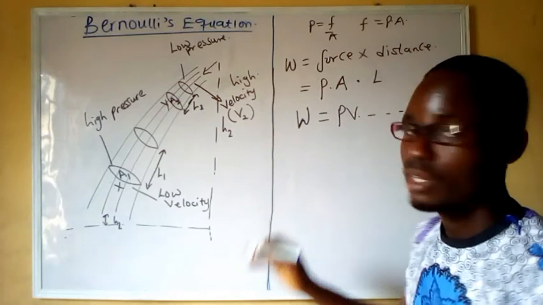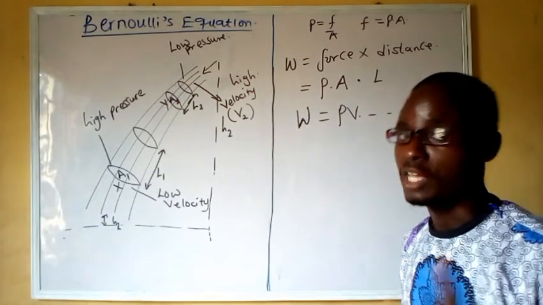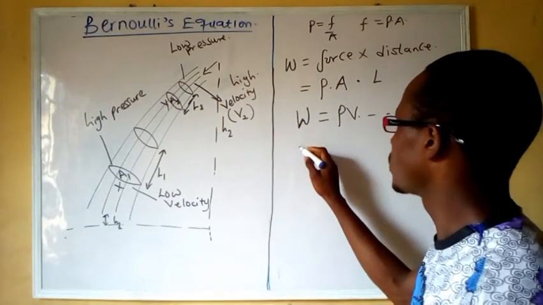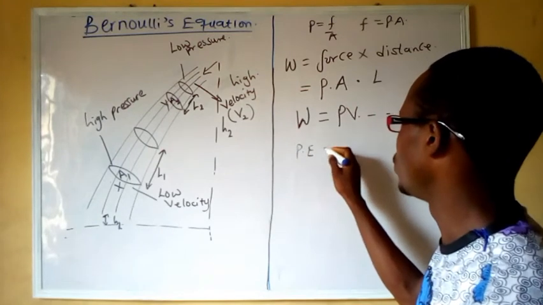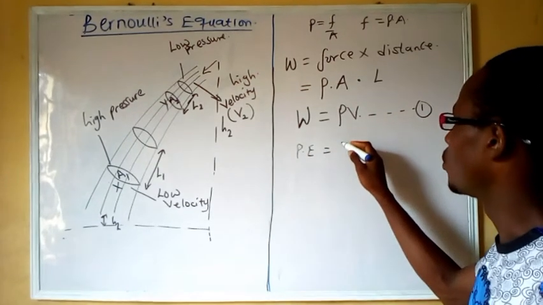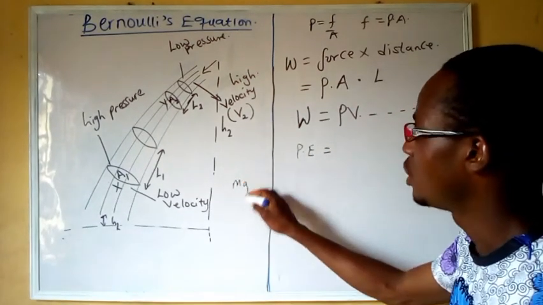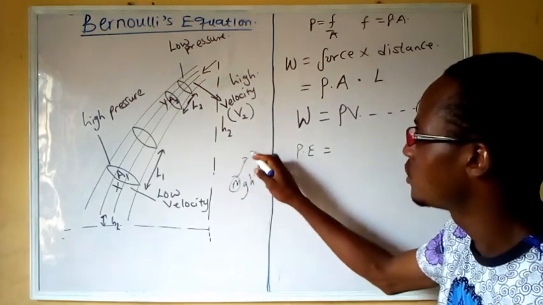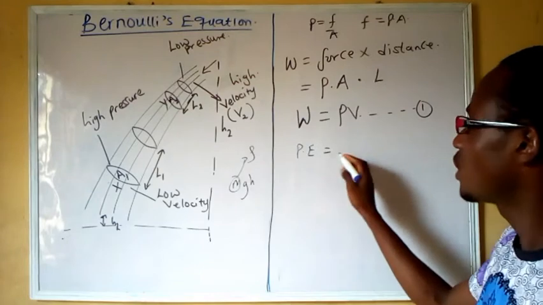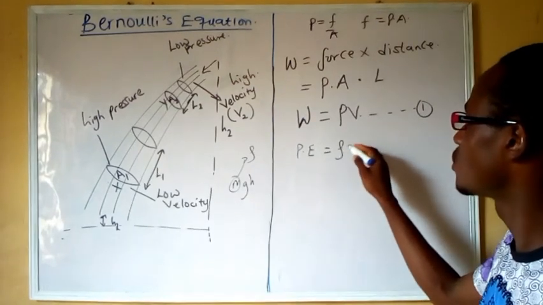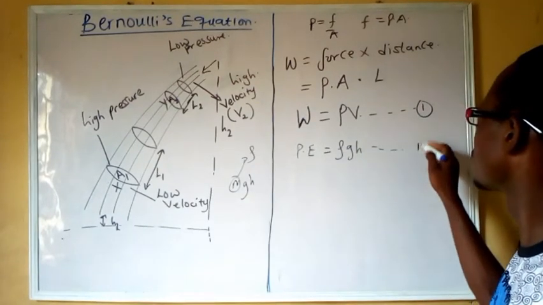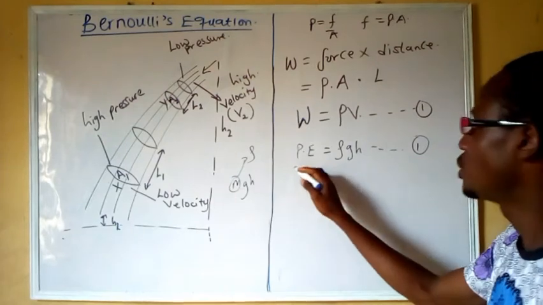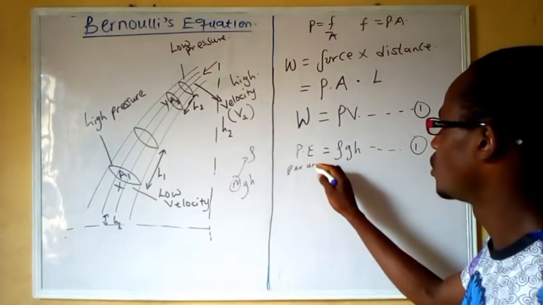Since we are considering the potential energy gained per unit volume, that potential energy, which is normally mgh, but since we're considering mass per unit volume, which is density, rho, the potential energy per unit volume will be given as rho g h. So this is potential energy per unit volume.